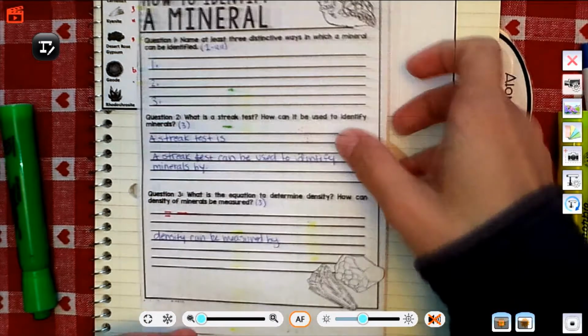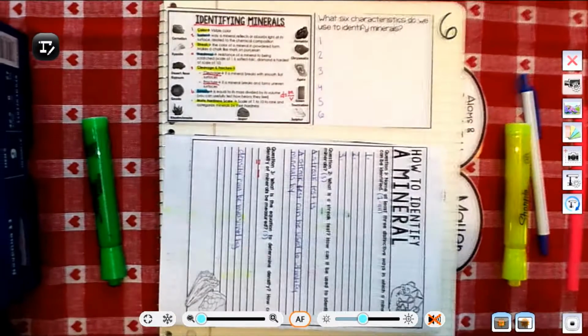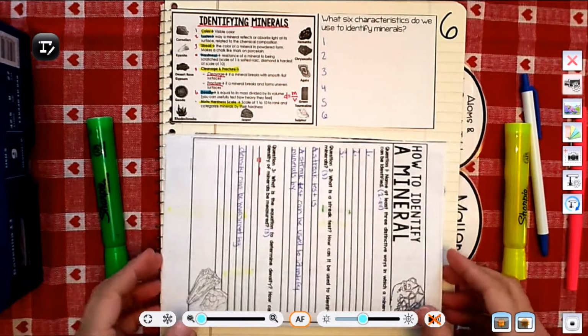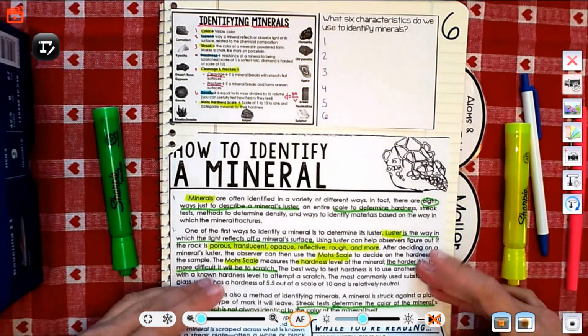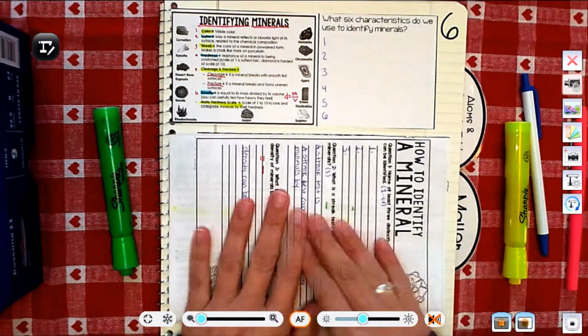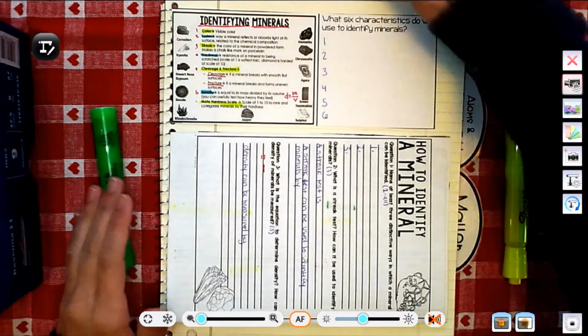Okie doke. So when you're done, get that glued in below that. So this is how your page 6 should look. Make sure that you take a picture like this and like this so that I can see you did your notes as well. And that is page 6, ladies and gentlemen.